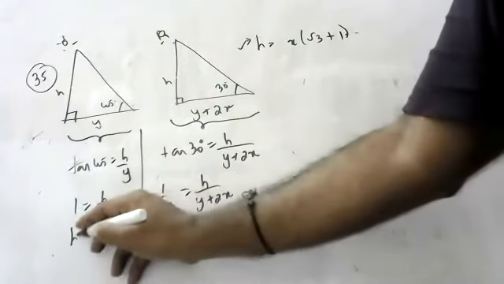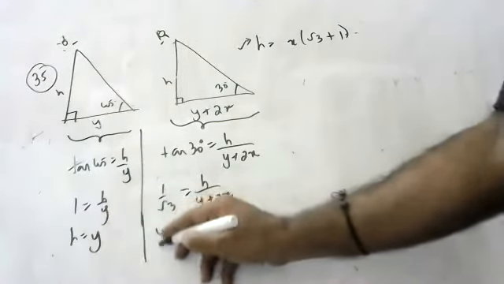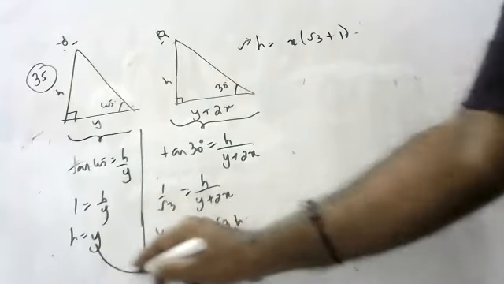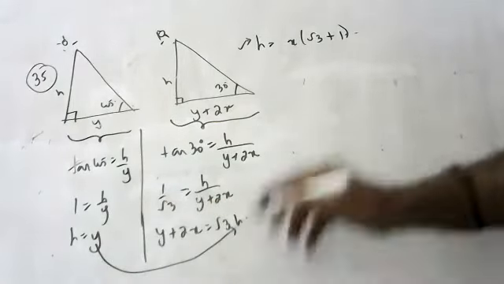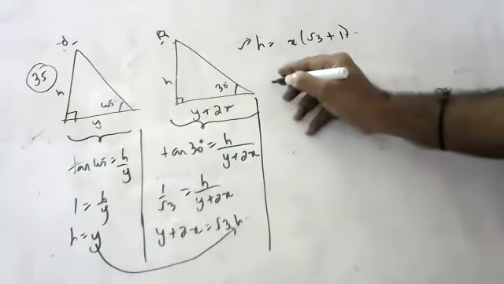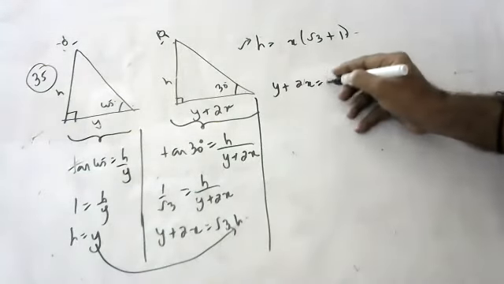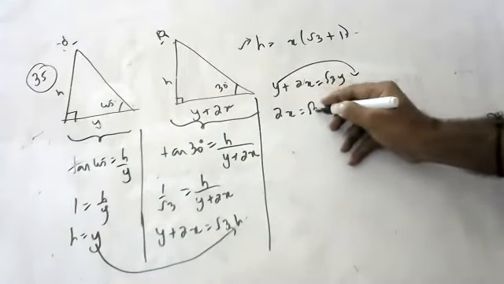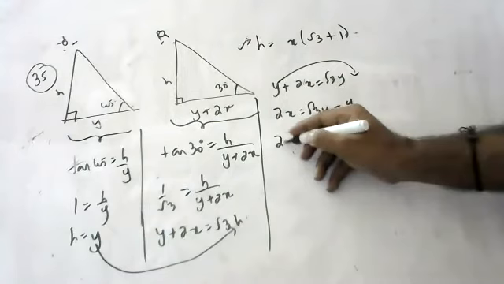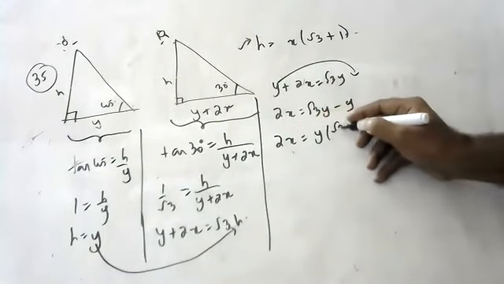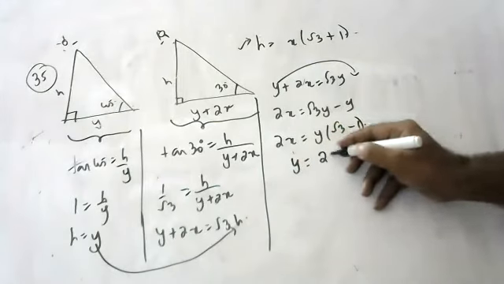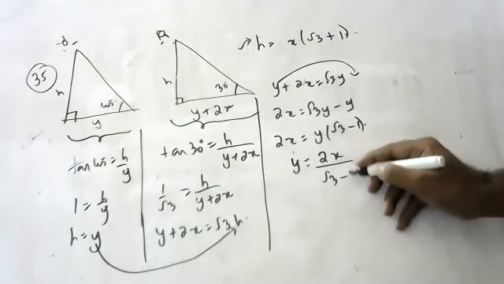So y is equal to h, and root 3 h is equal to y plus 2x. Substitute y for h, children. Put here y: root 3 y is equal to y plus 2x. Bring here y: 2x is equal to root 3 y minus y. 2x is equal to y common, root 3 minus 1. So y is equal to 2x by root 3 minus 1.